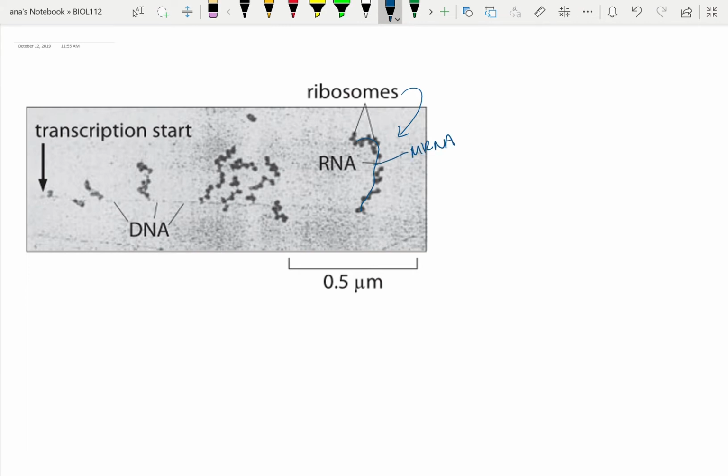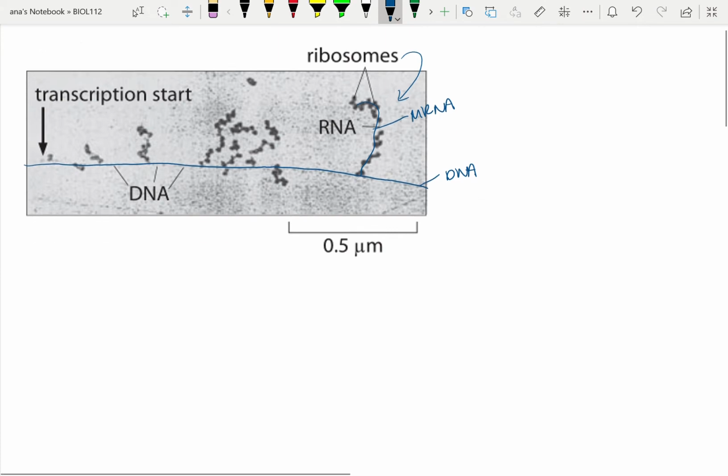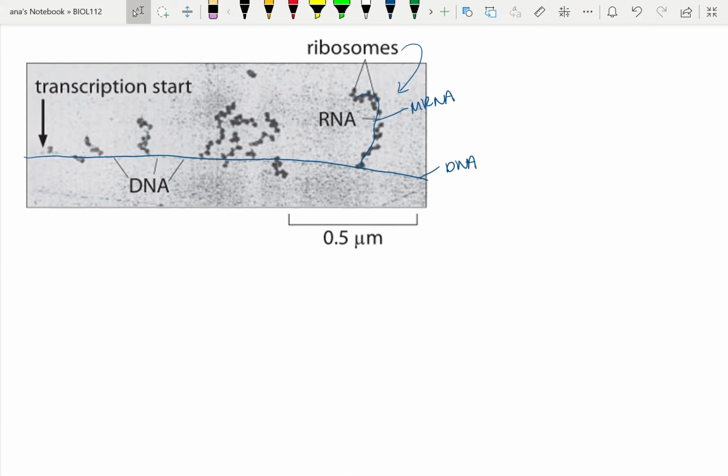So I think that's the first place to start if you're given an image like this: if there are ribosomes, they're pretty obvious to tell where they are, and those are what are going to be attached to your mRNA. And then we know that mRNA is generated from DNA, so whatever your mRNA is coming off of would be your DNA. So this would be the DNA. And then I think the main point where people were getting confused is how to determine the directionality of everything.